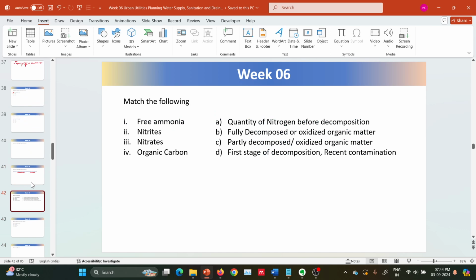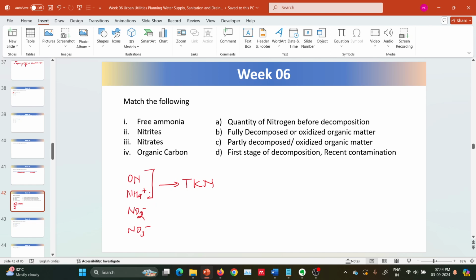So the nitrogen in water is available in four forms. First one is organic nitrogen. Second one is ammonium nitrogen. Third is nitrite nitrogen, NO2. Fourth is nitrate nitrogen. Organic nitrogen and ammonium nitrogen both together are called Kjeldahl nitrogen. It is called TKN, total Kjeldahl nitrogen.